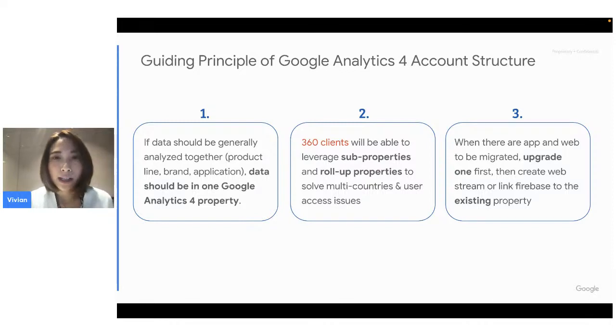Lastly, if your clients have app and web to be migrated to GA4, it doesn't matter which one goes first, but you might want to remember to upgrade one of these first and then create the other web stream or app stream and then link that to the existing properties. Because if you happen to have the web and app in different properties, when you move that into the same property later, we will unfortunately lose the historical data. So this is a reminder I want to highlight here.